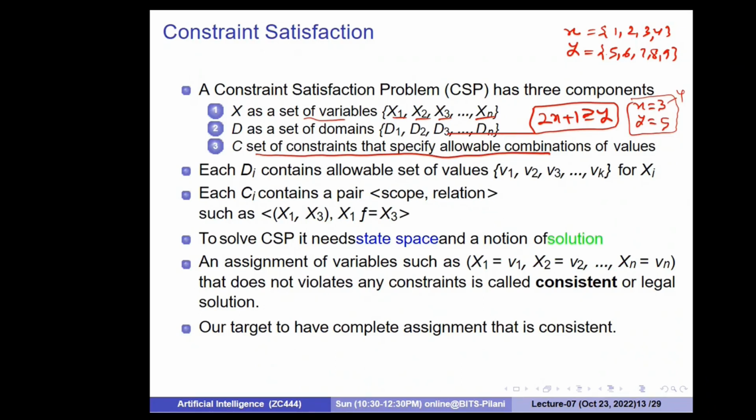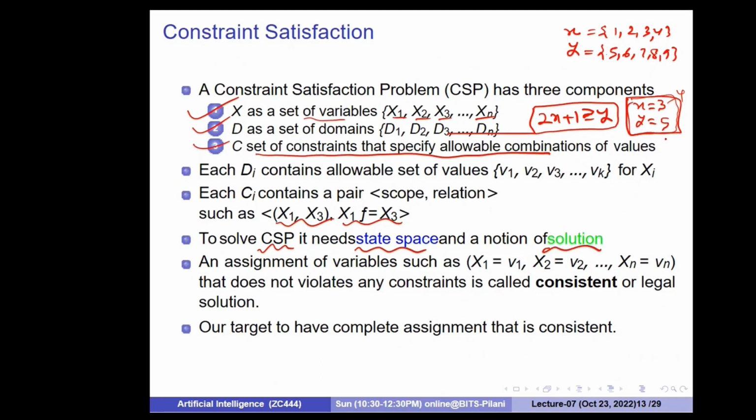Here we have a set of variables, a set of domains, and a set of constraints. And sometimes people say that you can write it like this, such as x1, x2. What are the variables and what is the function? You can write something like this. So to solve the constraints, this is called the constraint satisfaction problem. So what is the problem? Find out the values of x and y. So this is called the constraint satisfaction problem, and it needs the state space and the notion of the solution.